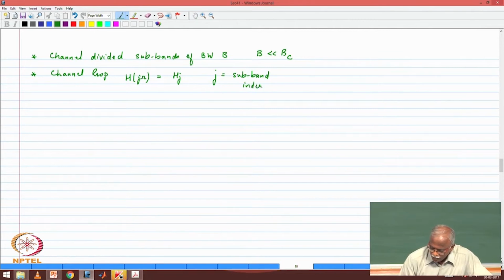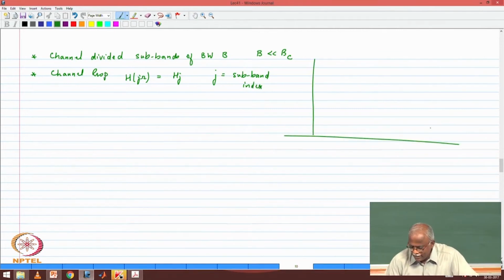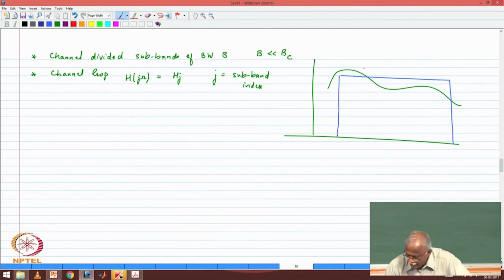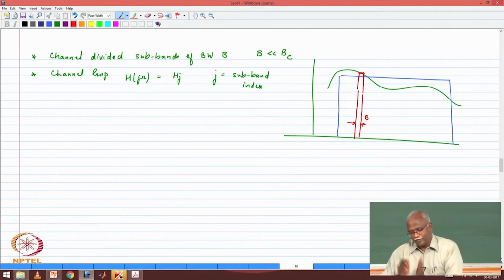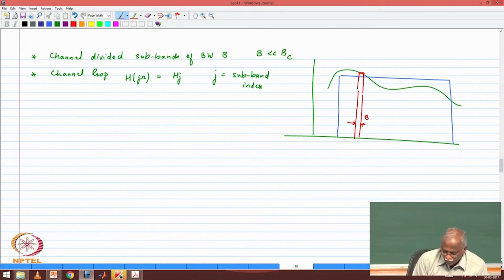Okay, so what we are saying, we have a wideband signal. A wideband signal is going to experience some frequency selective fading. So the wideband signal itself is something like this, but I'm going to divide it into small bands of bandwidth B, and this particular band is experiencing frequency flat fading. Okay. So like that, I have divided my entire signal into subbands.